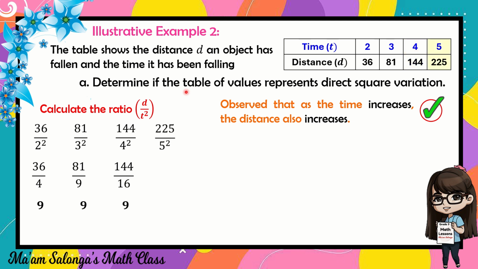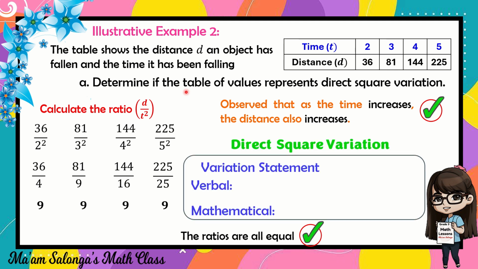Next, 225 divided by 5 squared. 5 squared is 25. 225 divided by 25, and that is also 9. So, since the ratios are all equal to 9, therefore, it satisfies the definition of direct variation, specifically the direct square variation. So, here is the variation statement. So, the verbal statement, we have d varies directly as the square of t. And the mathematical equation is d equals kt squared.